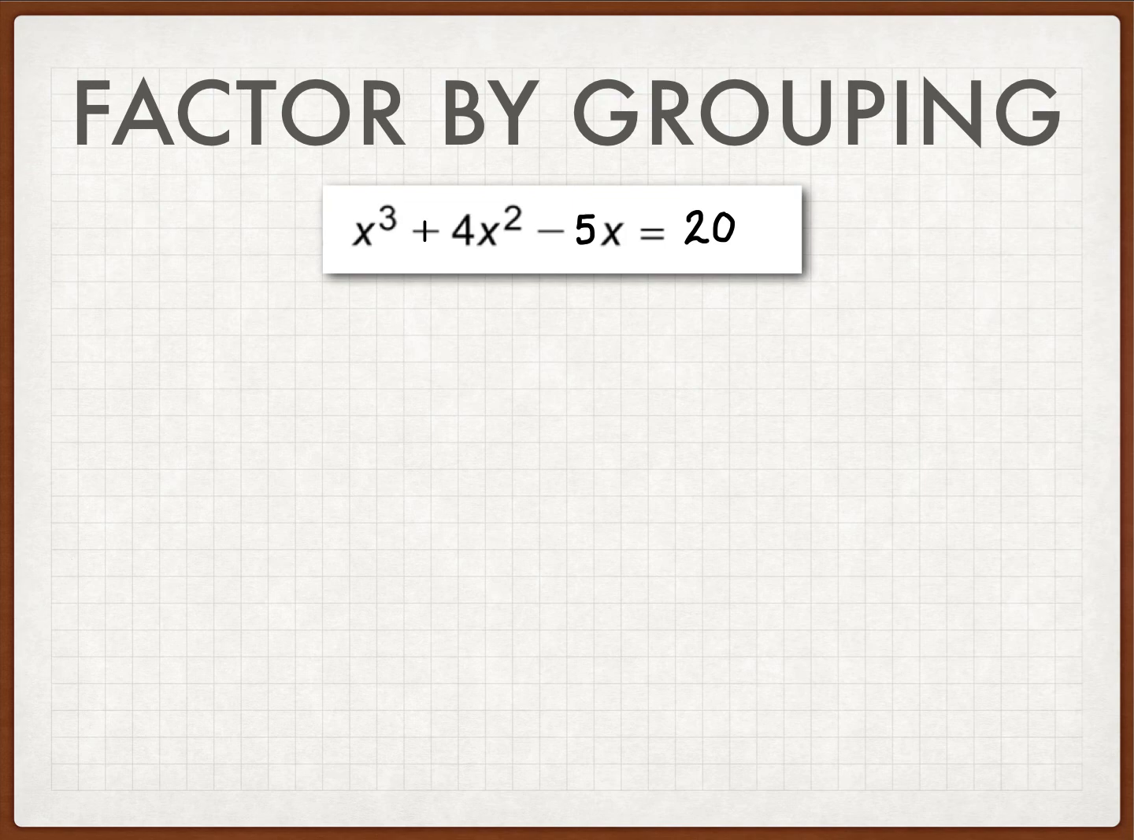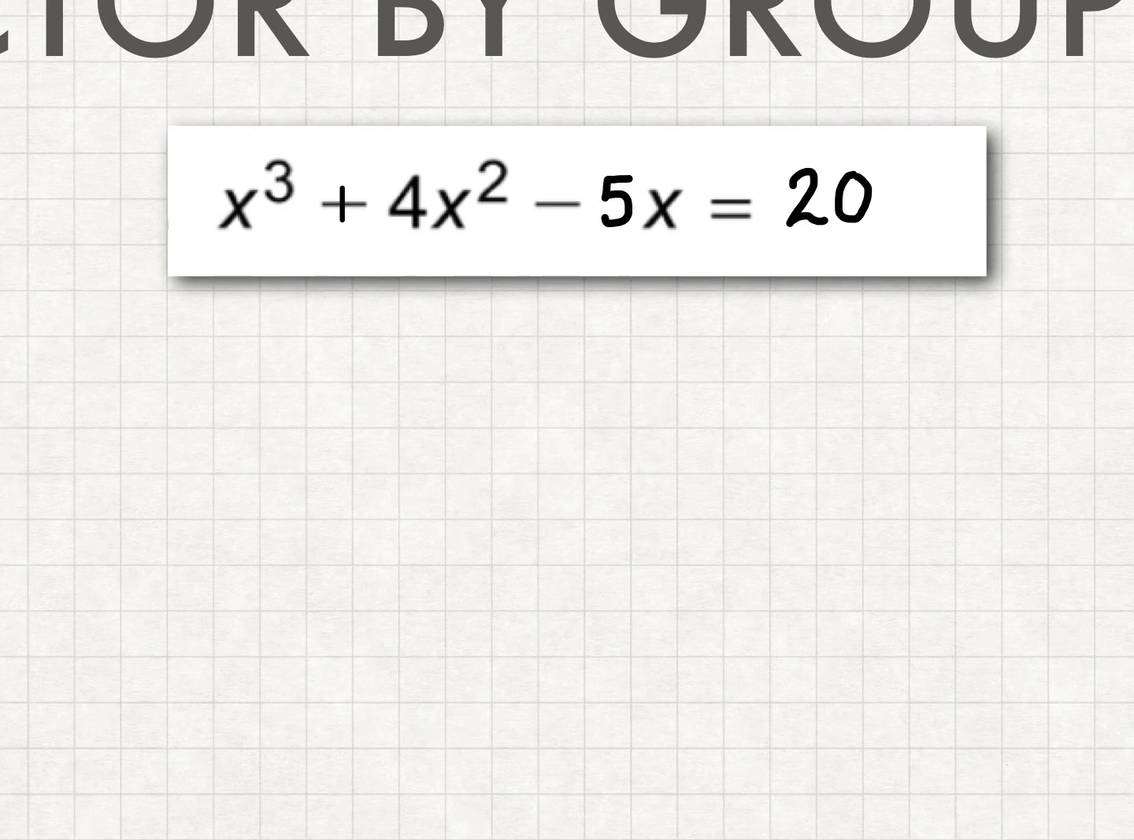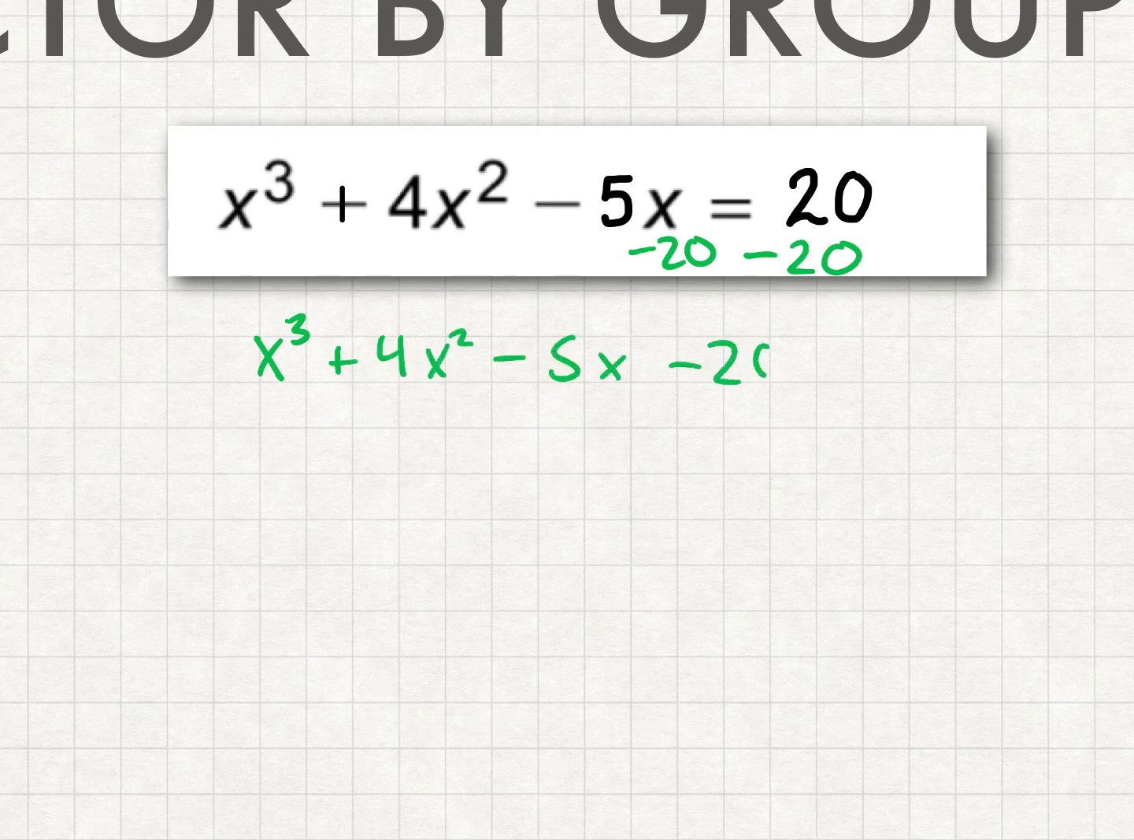All right, what do you think I have to do first here, Alan? Subtract 20. We want it to be equal to 0 for us to factor, just like it always is. So it has to be equal to 0 if we want to factor. So subtract 20 on both sides. So I have x cubed plus 4x squared minus 5x minus 20 is equal to 0. What do I do next? So I group the first two, group the second two.